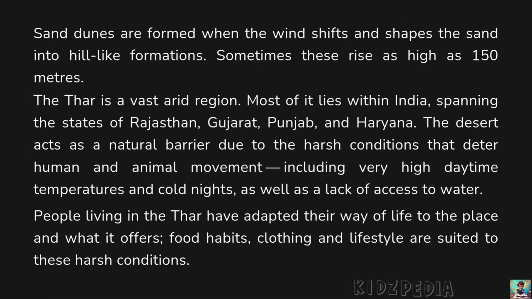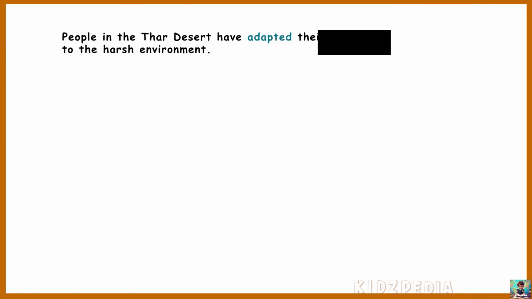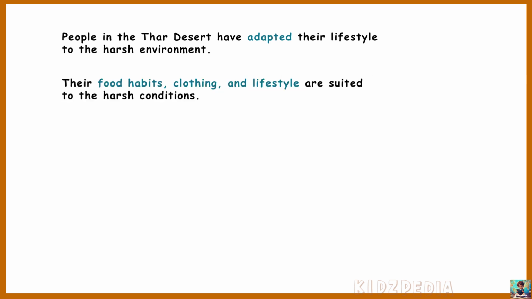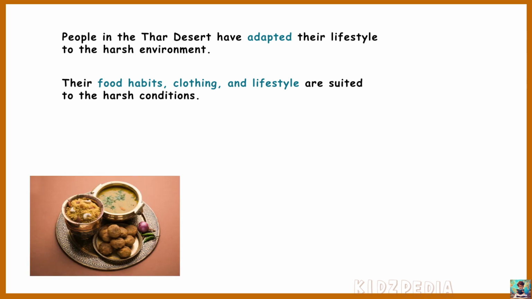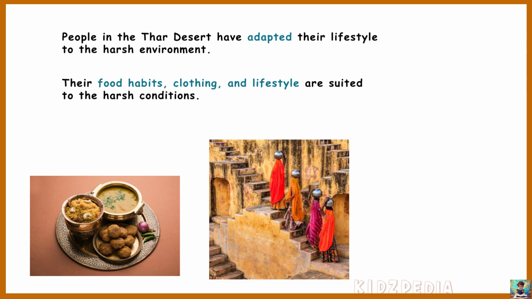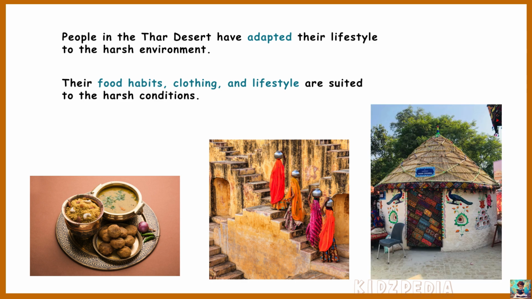People living in the Thar have adapted their way of life to the place and what it offers. Food habits, clothing and lifestyle are suited to these harsh conditions. People living in the Thar Desert have adapted their lifestyle to the harsh conditions. This means they have changed the way they live to suit their environment. Their food habits include items that need less water. Their clothing is usually loose and light colored, which helps protect them from the heat. Their lifestyle is planned according to the extreme weather and limited water. So people in the desert live in a way that helps them survive and stay comfortable in difficult conditions.